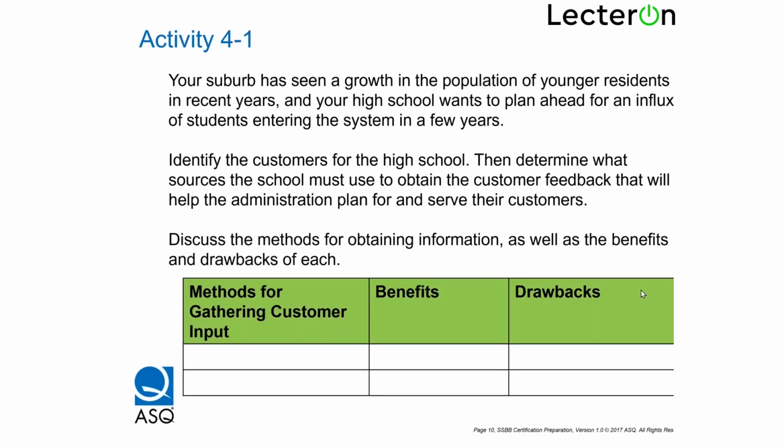Here is an activity. Your suburb has a growth in the population of younger residents in recent years, and your high school wants to plan ahead for an influx of students entering the system in a few years. Identify the customers for the high school, then determine what sources the school must use to obtain the customer feedback that will help administration plan for and serve their customers. Discuss a method for obtaining information as well as the benefits and drawbacks of each. So think about it. Okay, are you ready?